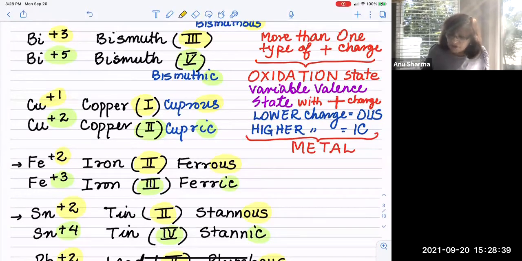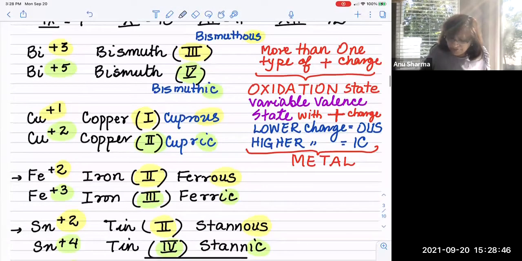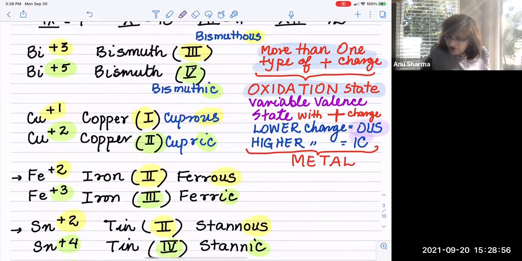Besides the Roman numerals for the lower plus charge and the higher plus charge, there is another method of forming their names. These are called the oxidation states. Whenever there is more than 1 type of charge, these are called the oxidation states. The lower oxidation state is going to end in -ous, and the higher oxidation state ends in -ic. So you see copper +1 and copper +2: lower oxidation state, cuprous; higher oxidation state, cupric.